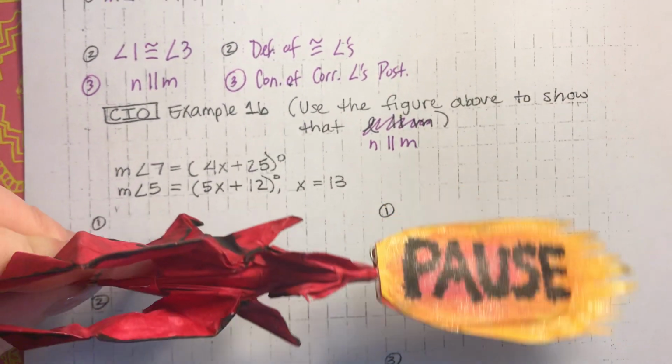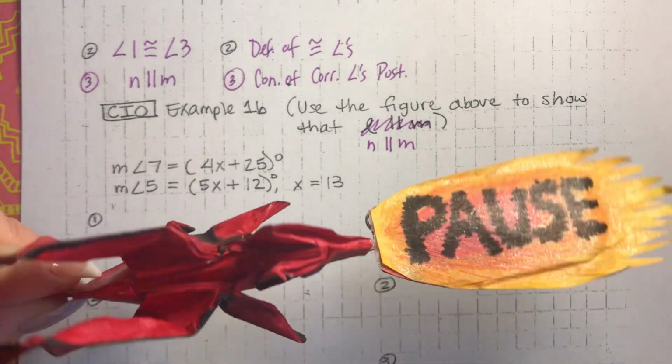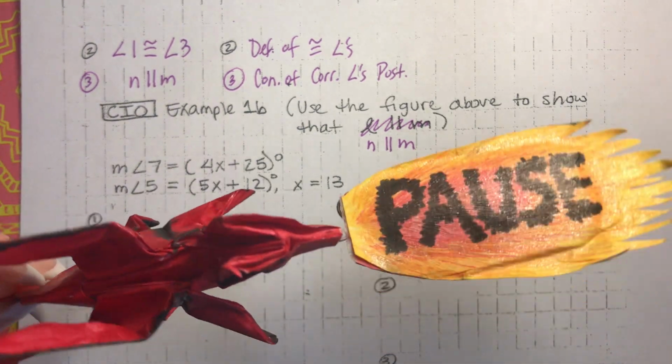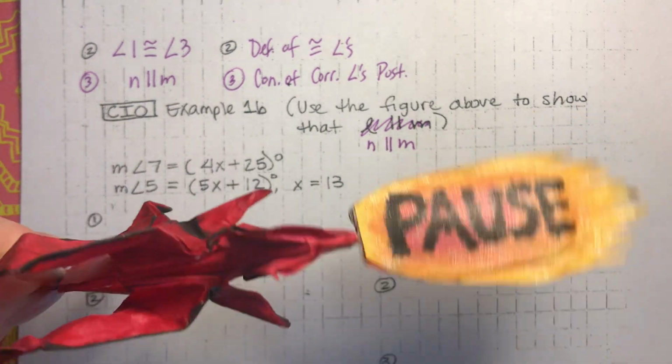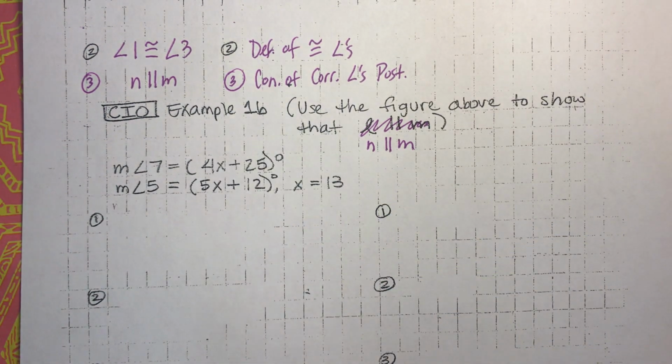Here's my friend the pause dragon, reminding you to pause your device. Go ahead and try to prove that N is parallel to M. And then when you get done, press play and we'll go over it.